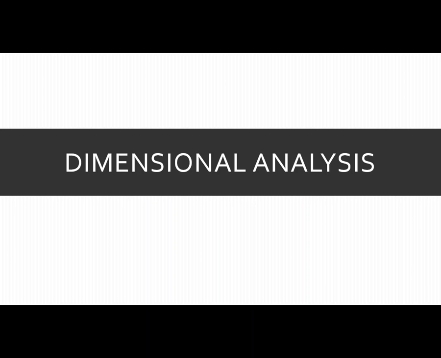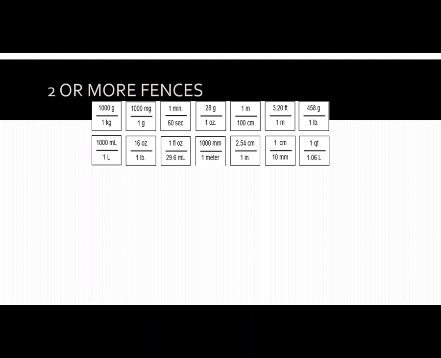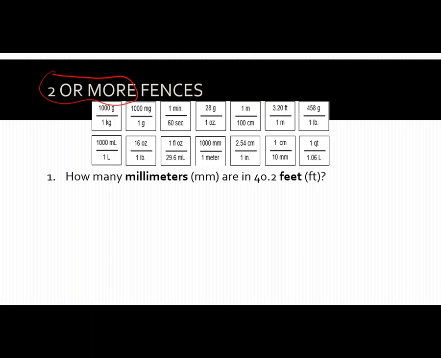Now we're going to start with the two-step dimensional analysis, 2 or more fences, or T-charts. All right, how many millimeters are in 40.2 feet? Now, what you're going to be given on the quiz is similar to this, where you're going to be given the conversion factors. You don't have to memorize those. These will be given to you in the problem so you can use them, or above the problem like that, like they are in the pear deck as well.